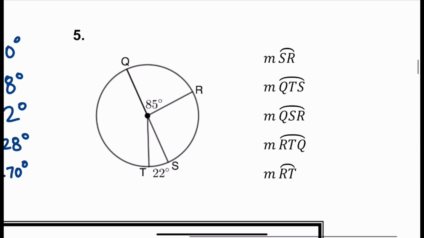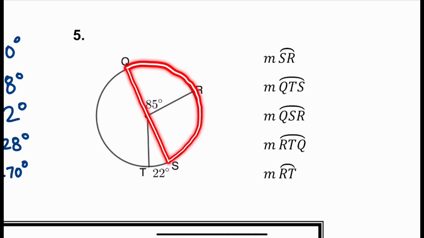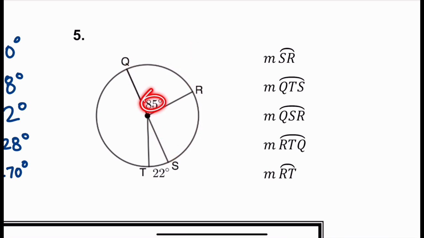Okay, number 5, we are finding the arc S to R. I need to figure out what this angle here is. I have half a circle here, which is 180 degrees, but I do not want this piece, this 85 degrees. So I'm going to take 180 minus 85 degrees, and that leaves me with 95 degrees for the rest of the circle, or for SR.